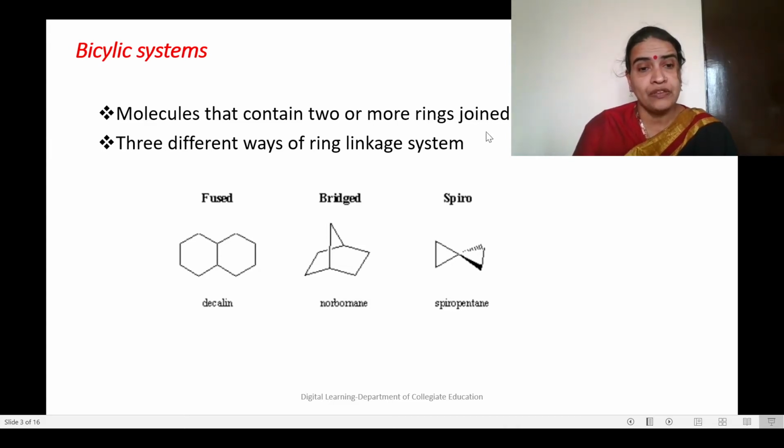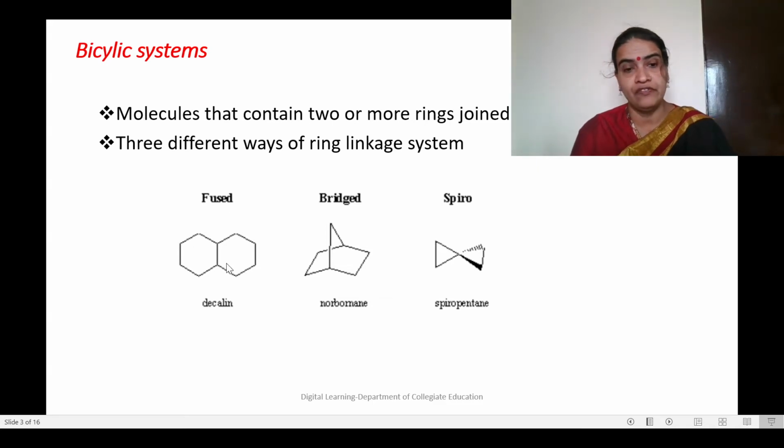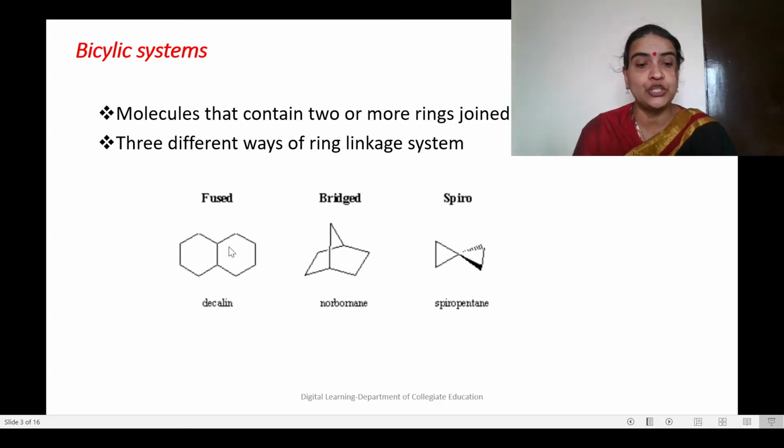Now, what are the different ways by which we can express this bicyclic system? There are three different ways where the rings can be linked together. It can fuse together in different ways. It is shown here. The first pattern is fused form, where the two rings share two carbon atoms in common. The second way of expressing that one is bridged.